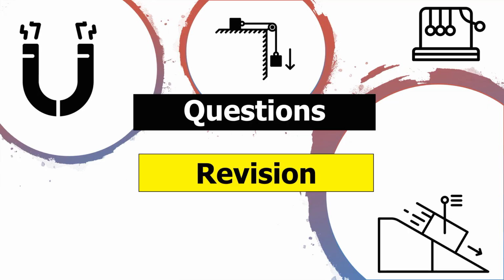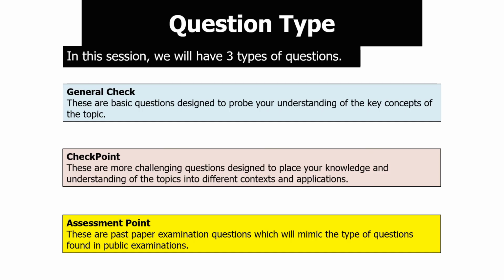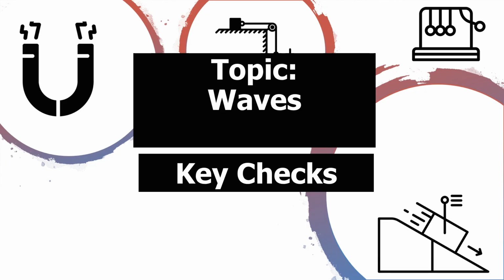So let's have a look at what questions we're going to be using in our papers today. There'll be 2 types of questions we want to use. Firstly, general checker questions, basic questions designed to probe your understanding of the key concepts of the topic. Then we'll be looking at assessment point questions. These are past paper examination questions which will mimic the types of questions found in public examinations. So let's start with our general checker questions.